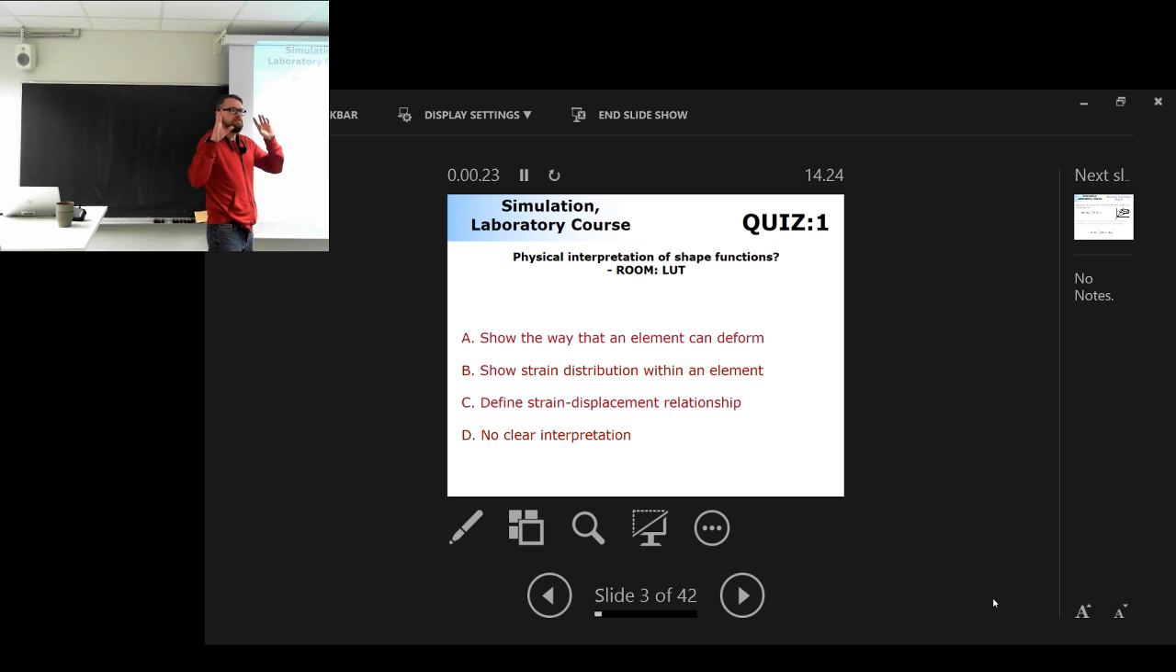Now, out of these four options, two kind of make sense. But then you need to think about, out of these two, what makes sense. The one is not possible with only looking at the shape functions. It needs some additional information. And for that reason, there's only one correct answer.